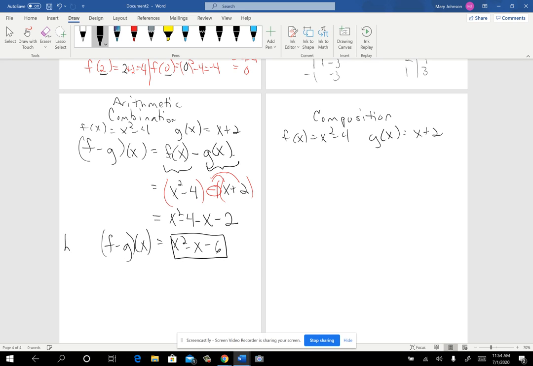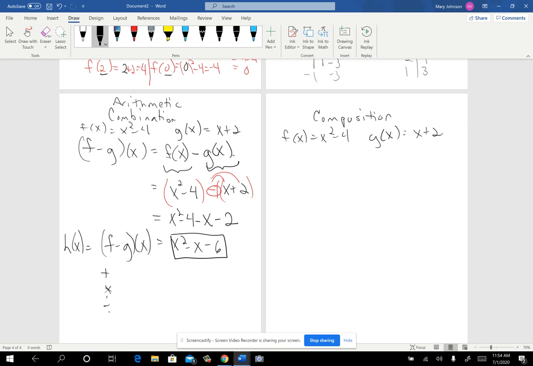And see, that's like a new function. I could call it something new like h. The h function is this rule, x squared minus x minus 6. Now we can do the same thing with adding, multiplying, and dividing. Same concept, and I'll do that in another video. This is kind of the big overview of the last chunk of material we have to cover from chapter 2, which is piecewise functions, arithmetic combinations, and composition.